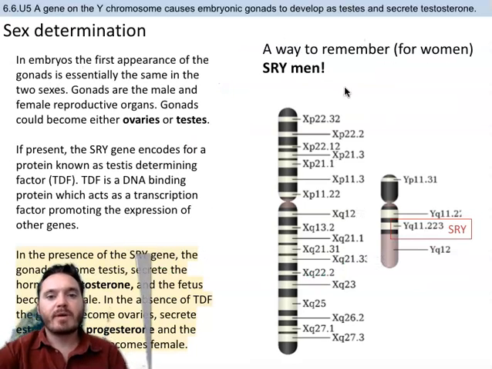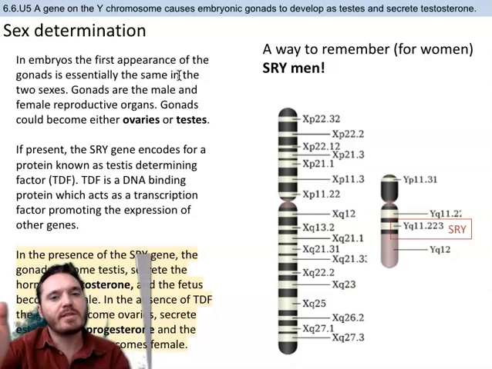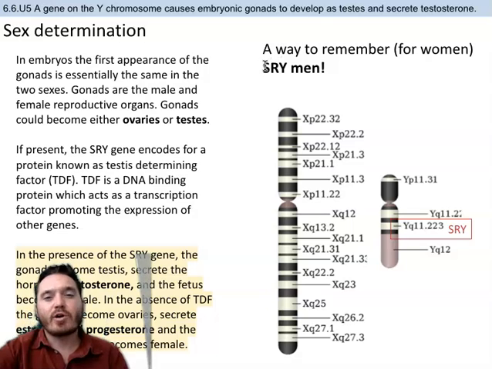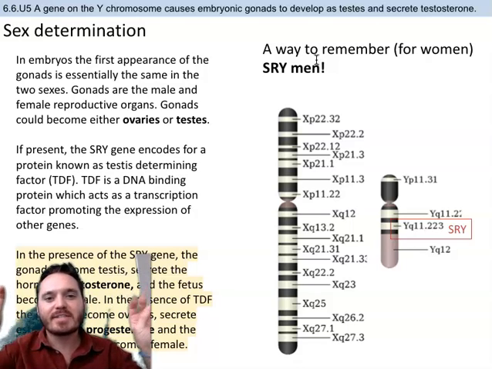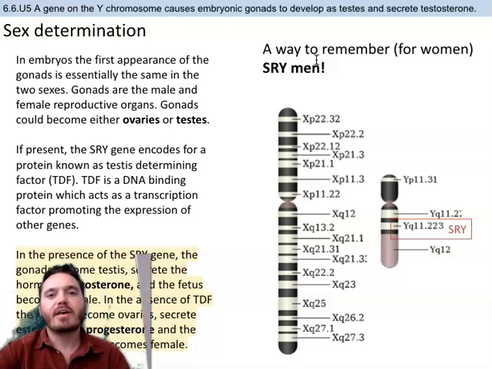So a way to remember this: the name of the gene on the Y chromosome that actually causes the undeveloped sexual organs known as gonads to develop into testes, which are the male sex organs, is called the SRY gene. A way to remember this, if you're a woman, is just remember, sorry men, SRY. Like, sorry that you're a man.